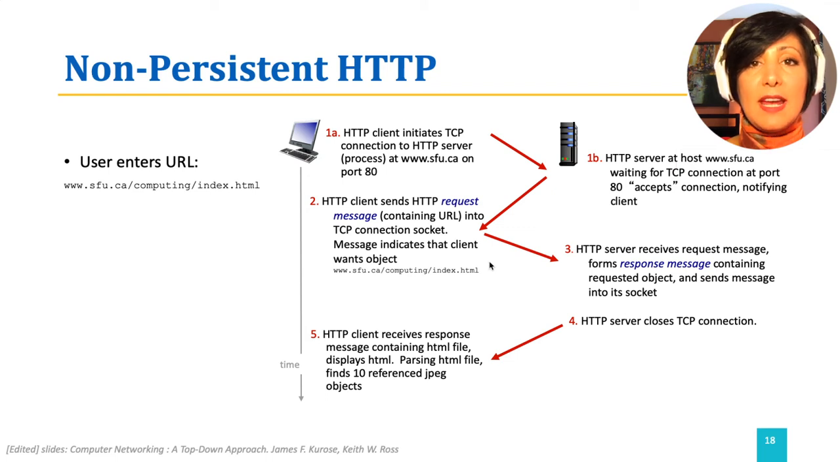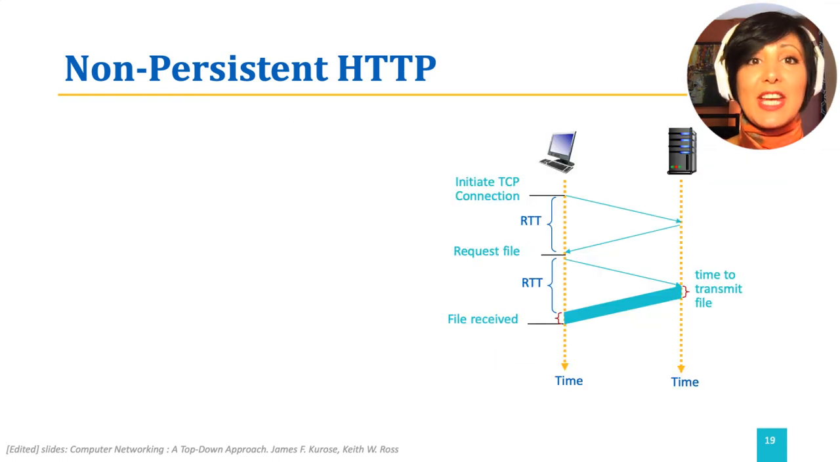An HTTP client receives the response message containing the HTML file and displays the HTML. Now, if the client finds a referenced object in the HTML file while parsing it, for example, JPEG files for images, it has to go through all of the steps 1 to 5 for each of the objects. These steps include establishing and closing of the TCP connection for each of the objects. What are the implications of establishing and closing the TCP connection for each request?